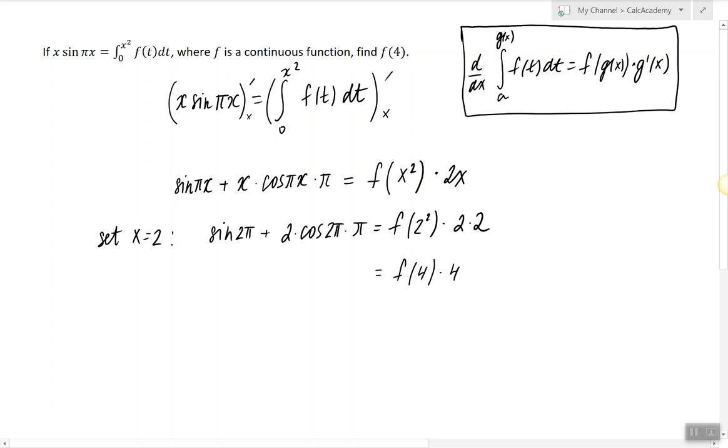Sine of 2 pi is 0. Cosine of 2 pi is 1. So dividing both sides by 4, we get pi over 2. So f of 4 therefore is equal to pi over 2. So this is the answer to the question.